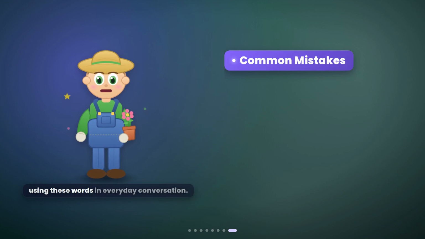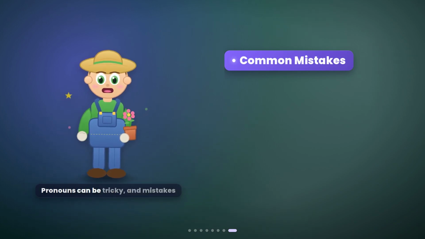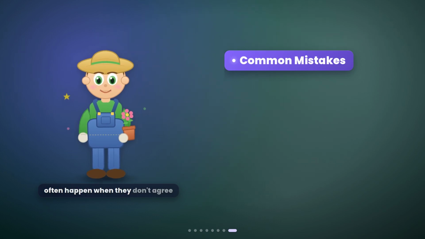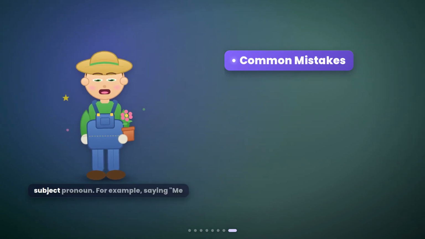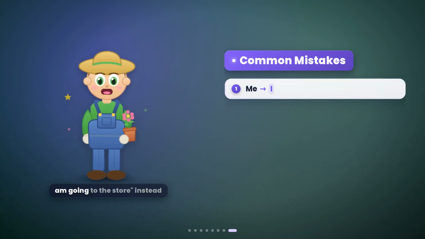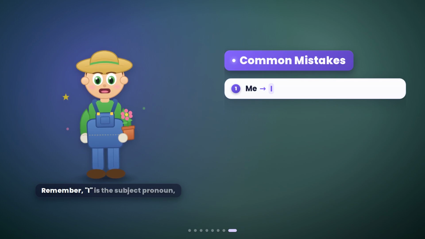Pronouns can be tricky, and mistakes often happen when they don't agree with the noun they replace. A common error is using the wrong subject pronoun. For example, saying, "Me am going to the store," instead of "I am going to the store." Remember, I is the subject pronoun, not me.